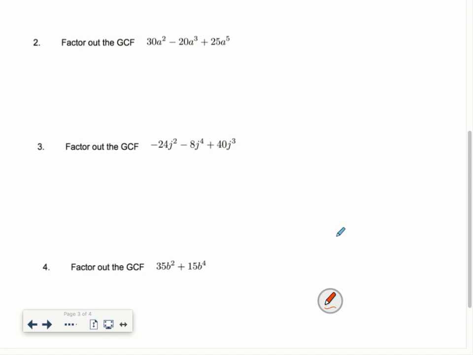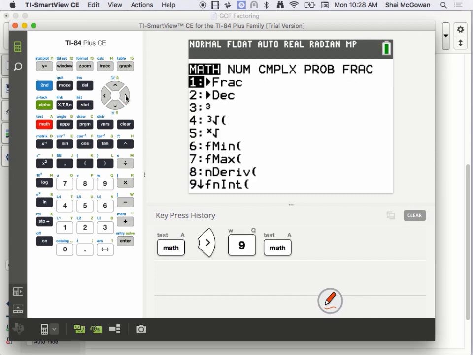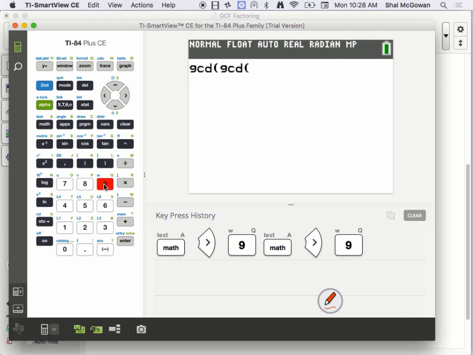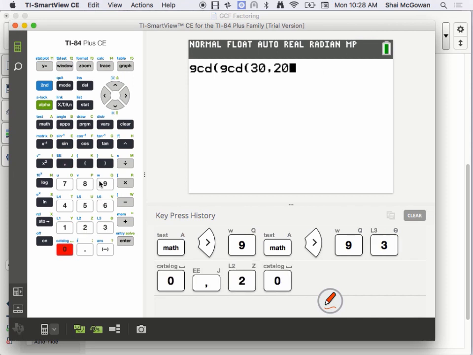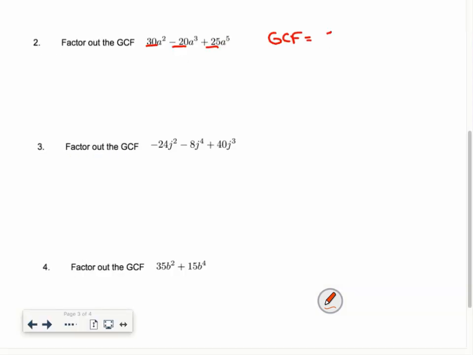Example 2 says factor out the GCF of 30, negative 20, and 25. Again, we don't worry about the negative. So go to your calculator, math, over to number 9. Your first two numbers, so 30, comma, 20, close the parenthesis, comma, and then your third number, which is 25. Hopefully after lots of practice, you'll be able to get this without having to think about it, and then hit enter. So it is 5. So our GCF for the number is 5.